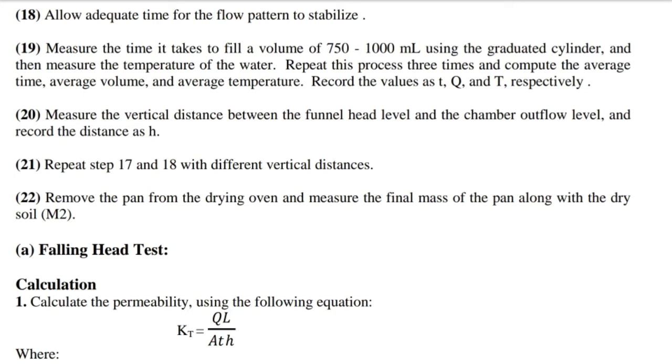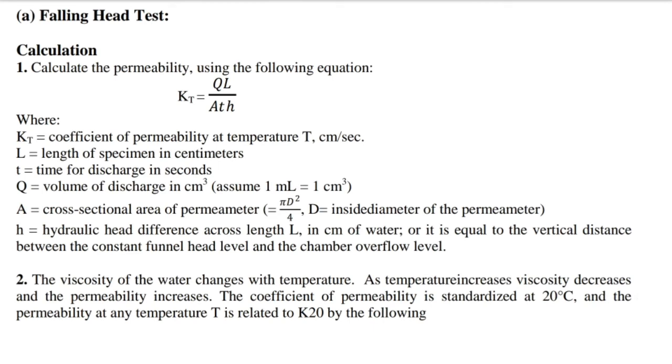Calculation. 1. Calculate the permeability using the following equation: K_T equals QL divided by A t h, where K_T is the coefficient of permeability at temperature T in centimeter per second, capital L is the length of specimen in centimeters, small t is the time for discharge in seconds, and capital Q is the volume of discharge in centimeter cube. Assume 1 ml is equal to 1 centimeter cube.